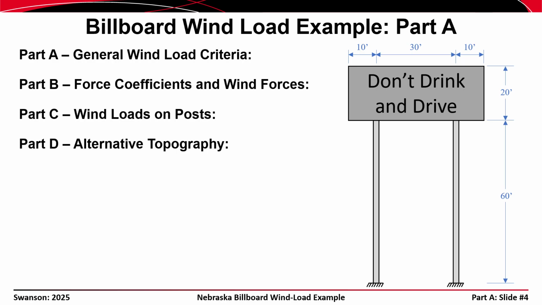I have broken this example into 4 parts, each with its own separate video. Part A addresses the general wind load criteria. Part B addresses the force coefficients and wind forces. Part C addresses the wind loads acting on the posts. And in Part D, we'll examine the effects of an alternate topography.